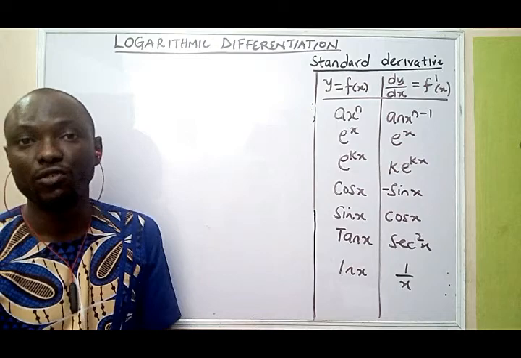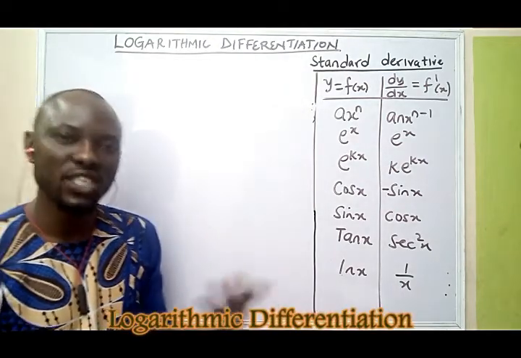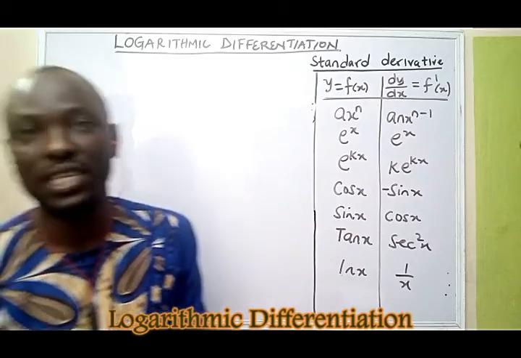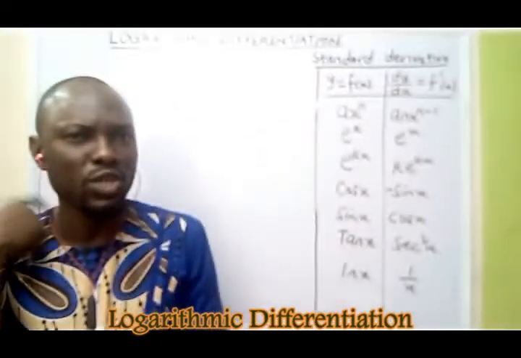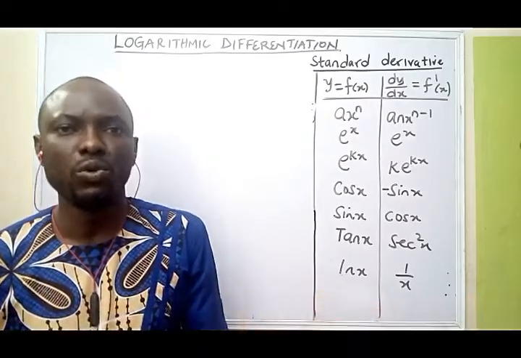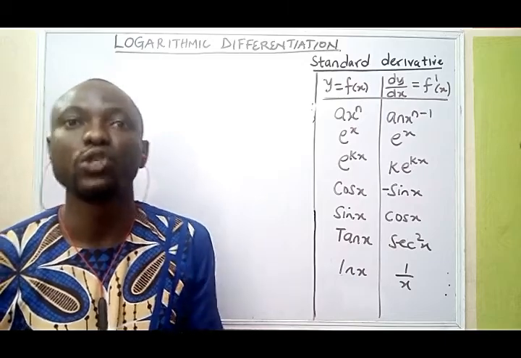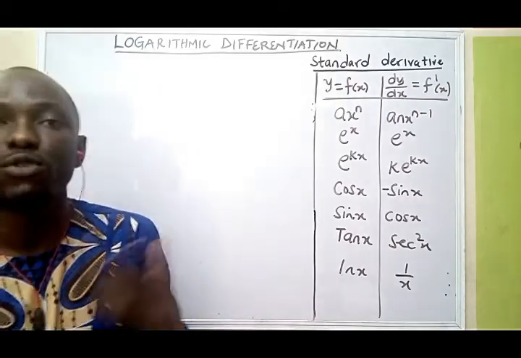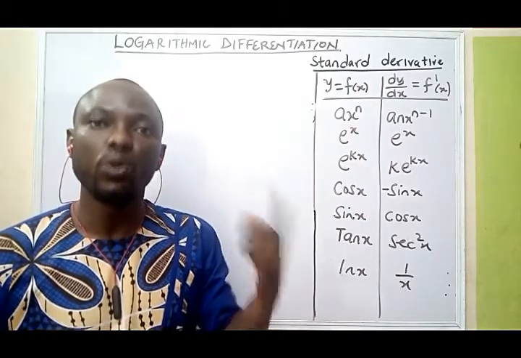We want to look at logarithmic differentiation. Check my previous video where I treated product and quotient rule. When you have two functions as products, that's when you use product rule. In quotient rule, you have two functions in the form of a fraction. That's when you use quotient rule.